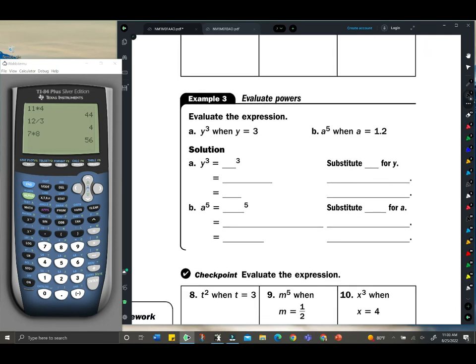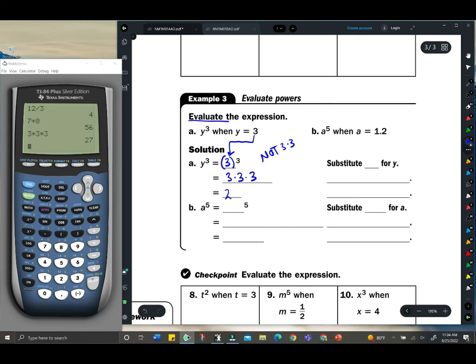Evaluate powers. Here's where it gets a little tricky. So now we are taking evaluation and using that with powers. So evaluate, which means we're substituting 3 in for y, is this here. It's 3 to the third, not 3 times 3. Remember, this is 3 times 3 times 3. If you do that in your calculator, that's 27.